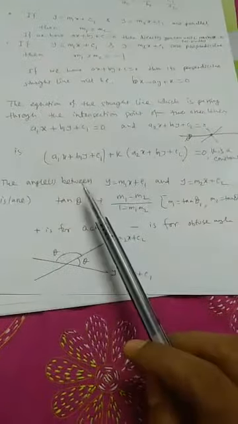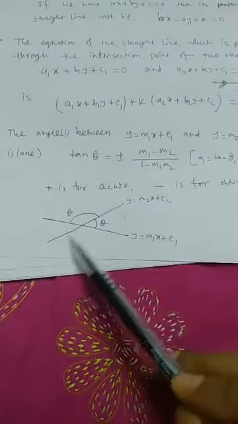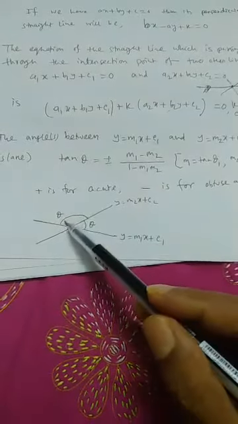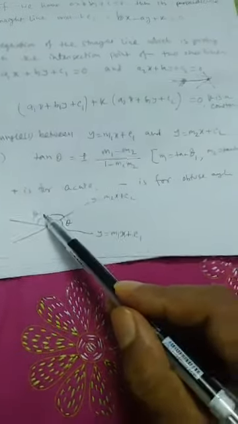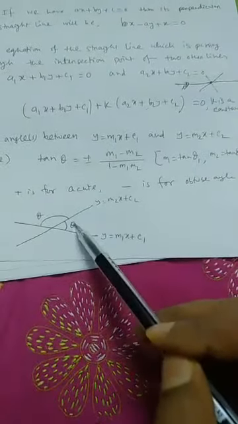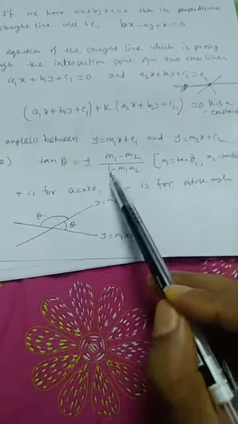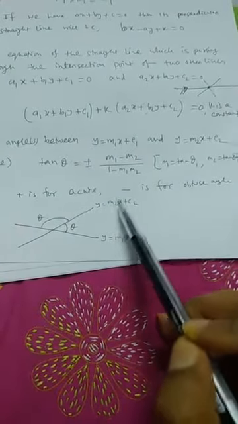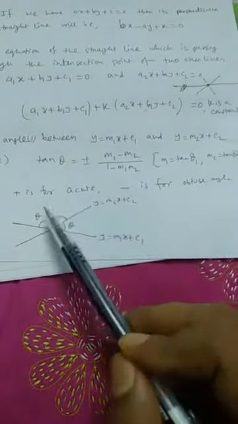And this is finding the angle between two straight lines. Say this is one straight line, this is another straight line. So the angle is this one and this one. One angle is acute, another one is obtuse. In that case the formula to find this theta will be tan theta equals plus minus m1 minus m2 divided by 1 plus m1 m2. m1 will come from this equation and m2 will come from this equation. Plus is used for the acute angle and minus is used for the obtuse angle. So remember this one.